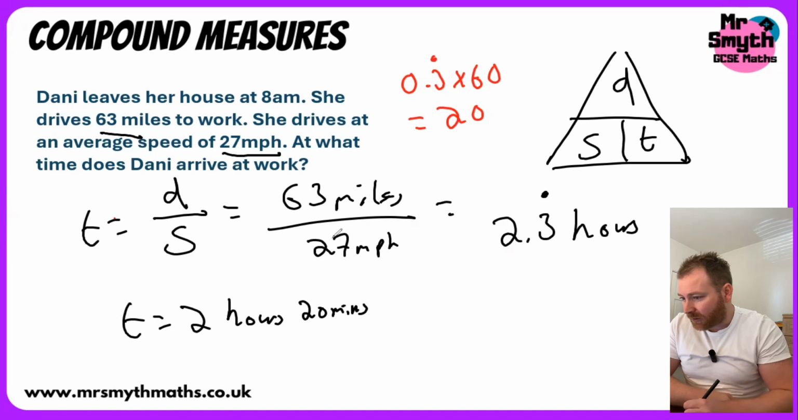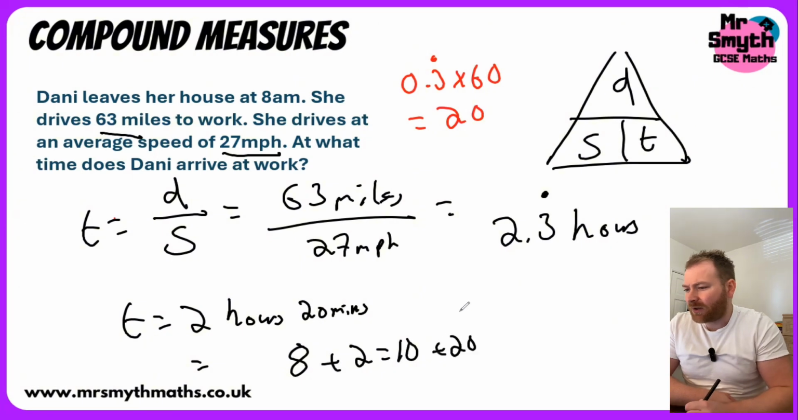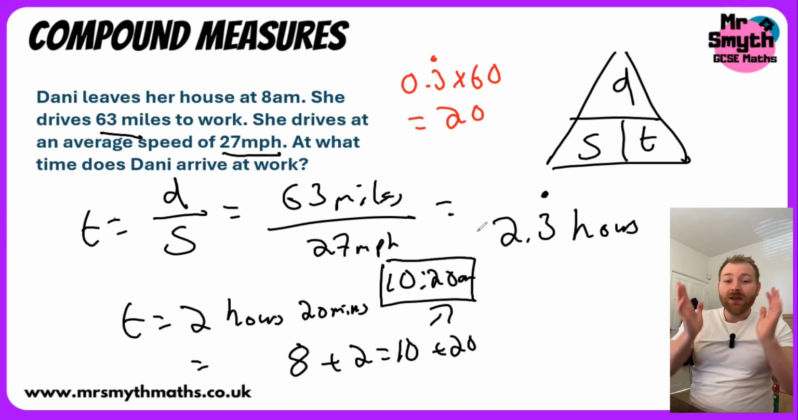Then the next thing we can do is, we know that she starts at 8 a.m. So 8 a.m. plus the 2 hours gives us 10 a.m. And then we're going to add on the 20 minutes. A bit of Carol Vorderman maths there. But anyway, we've got 10:20. Bit of a mess there, but hopefully you guys get the idea. Okay, hopefully that all makes sense.